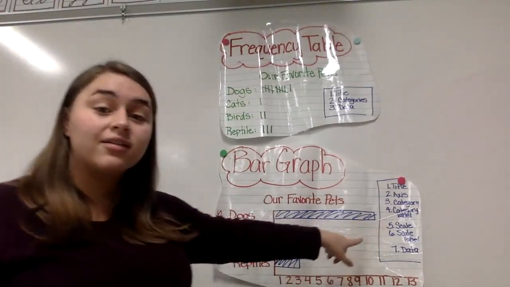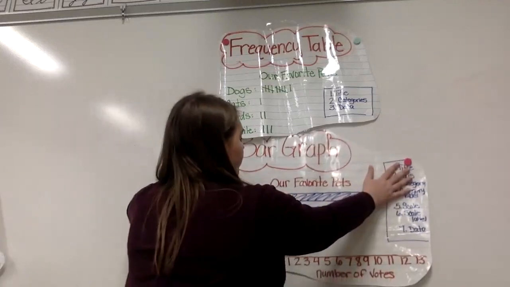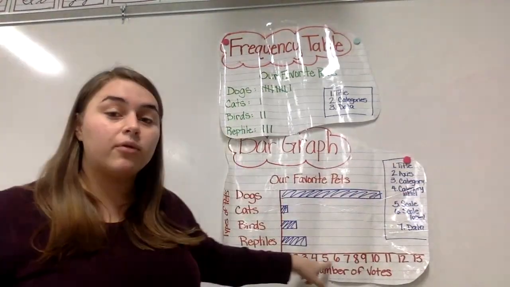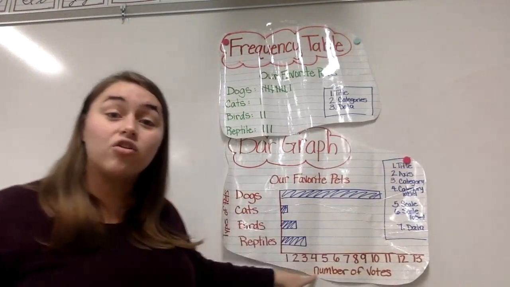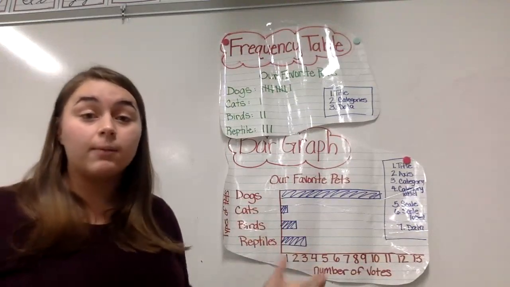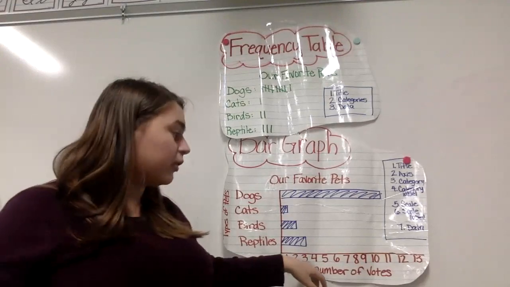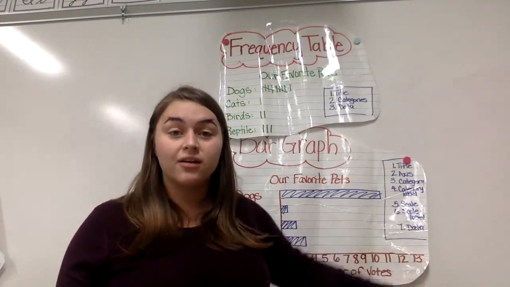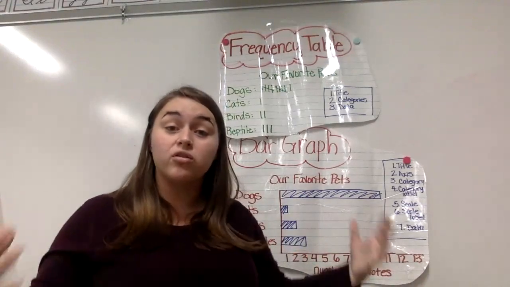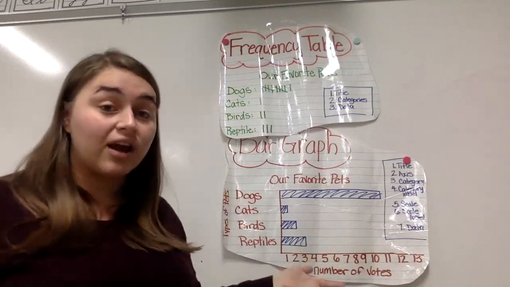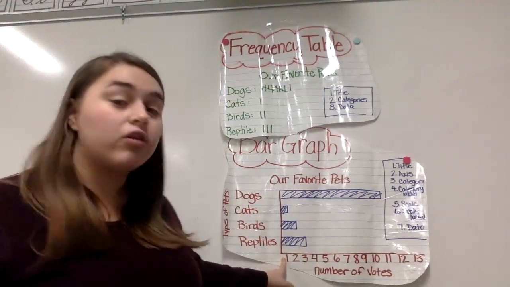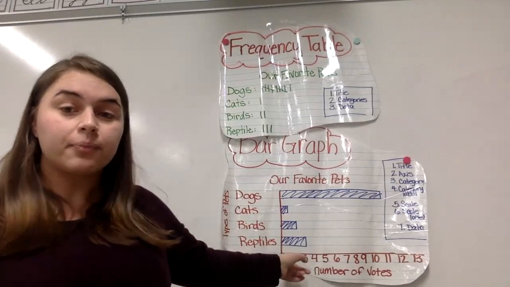So five, scale. That's all our numbers down here. And that's going to show exactly how many people chose each one. On this one, our scale is we're just counting by ones. In some bar graphs, you can count by twos, threes, or any other kind of number. But today, we'll just be counting by ones.